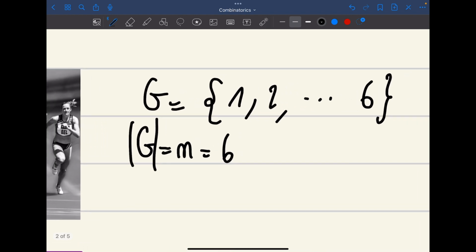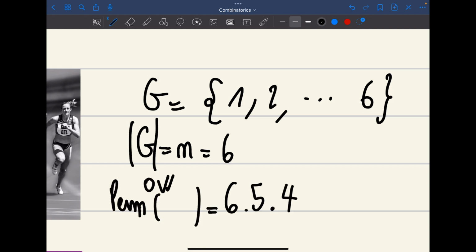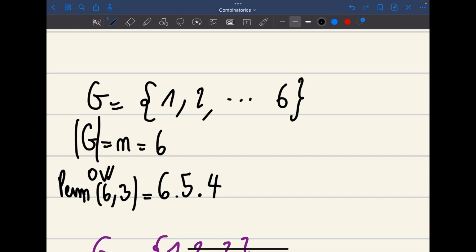So how many possibilities for the first one? 6 persons. Second, 5. And on the third place, only 4. This is permutation without Wiederholung. n equals 6, and there are 3 places where they could be, k equals 3. How can we make a formula out of it?